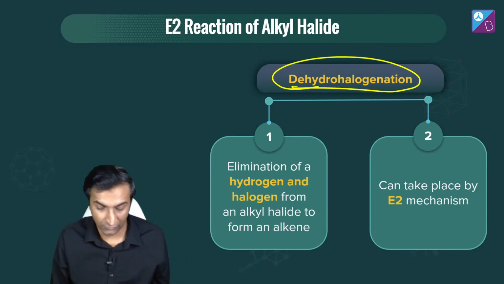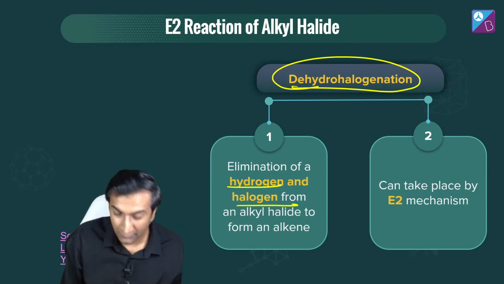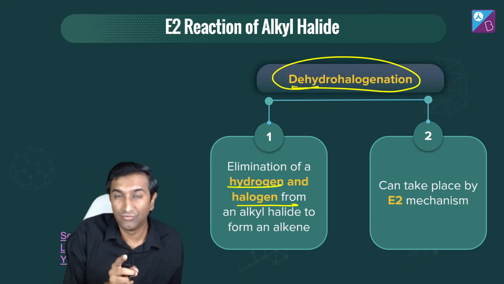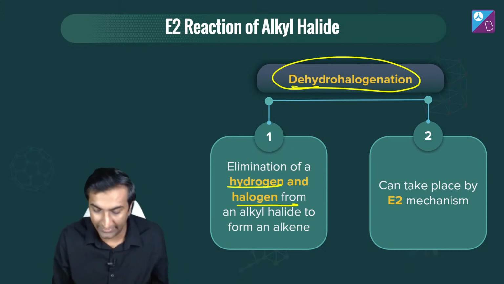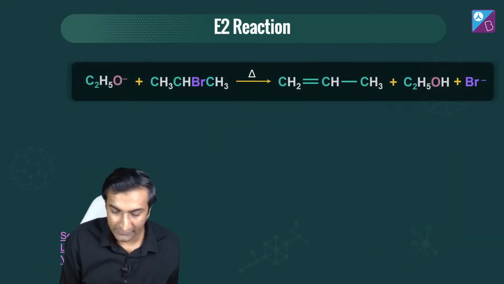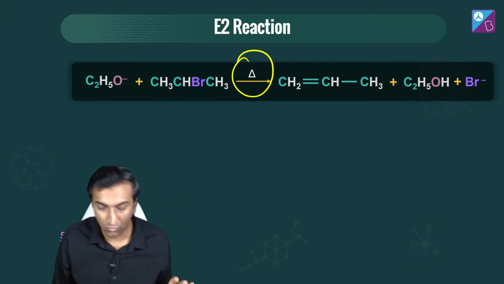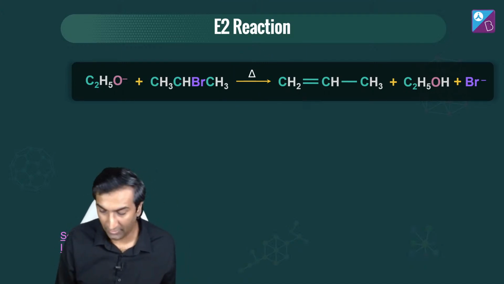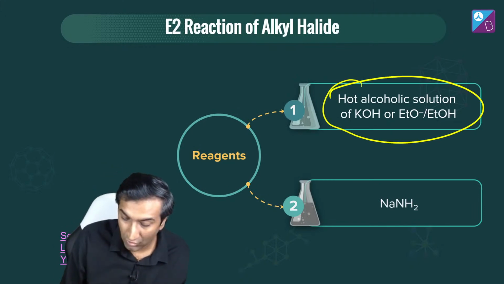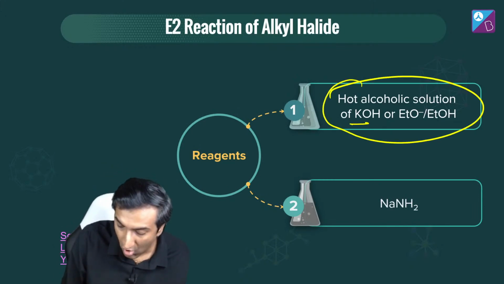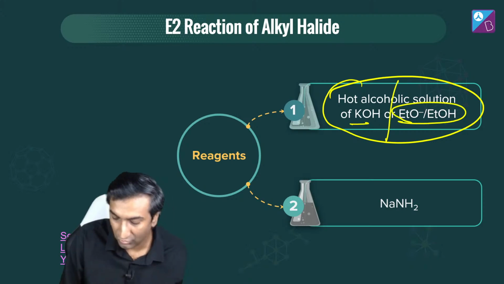Dehydrohalogenation is also something that it's called. You remove hydrogen and halogen right next to the hydrogen. Halogen and hydrogen are right next to each other on 2 carbons right next to each other. This is the overall reaction. Just garam karo, kuch nahi karna hai, and you get this. What do you use? Hot alcoholic solution of KOH or ETO and ETOH.